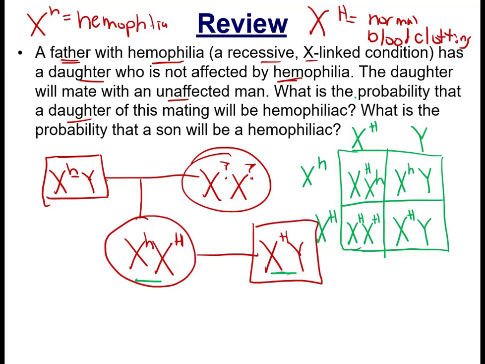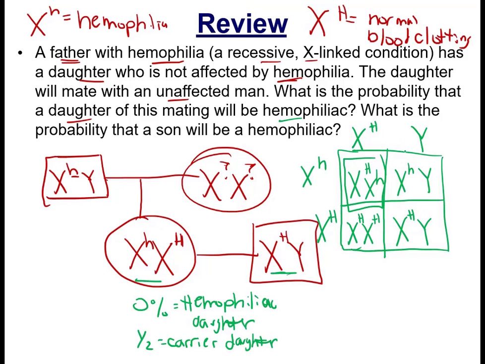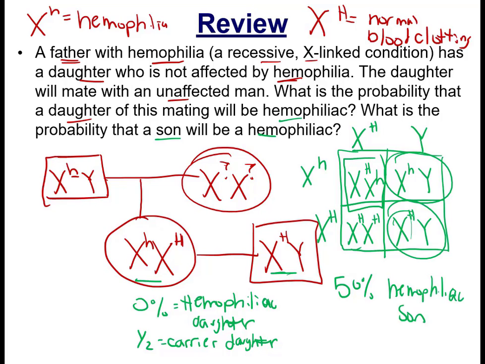So what is the probability that this will result in a daughter with hemophilia? Well, clearly it's 0. However, it's possible that 1 out of 2 of them would be a carrier. On the other hand, what is the probability of this pairing having a son who is a hemophiliac? Well, we see this one has the small h, so we know there's a 50% chance of having a hemophiliac son. But there's also a 50% chance of having a son with a normal blood clotting phenotype. So that's how you would do these kind of X-linked condition problems.